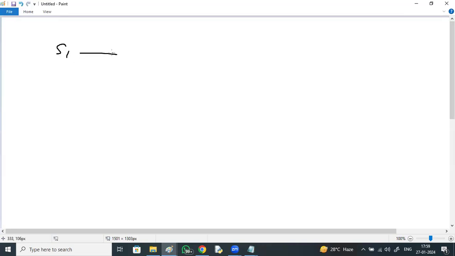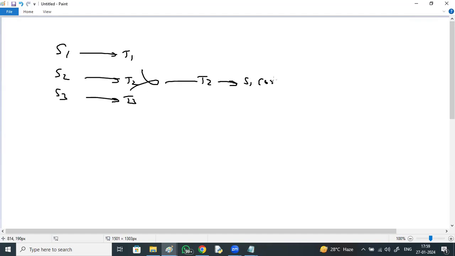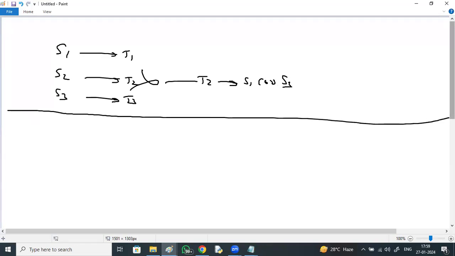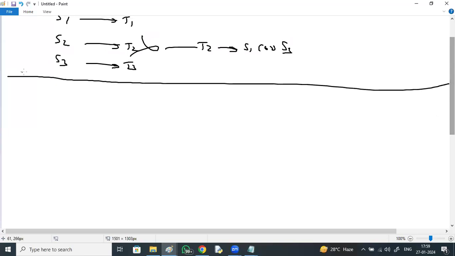S1 executing T1, S2 executing T2, S3 executing T3. Suddenly this one is down, the T2 task goes to S1 or S3. That is the query. What is the criteria followed in allocating a task to a slave? It is a 4 steps criteria.